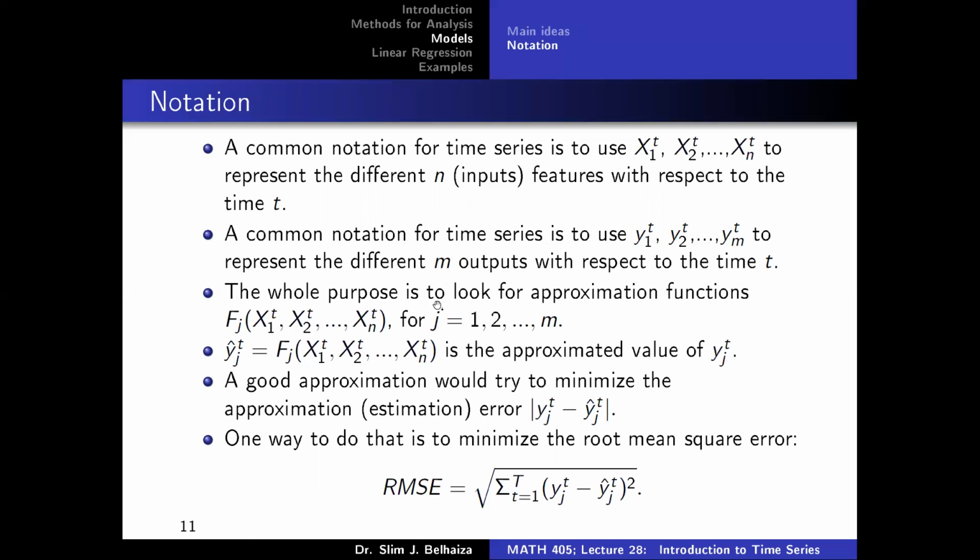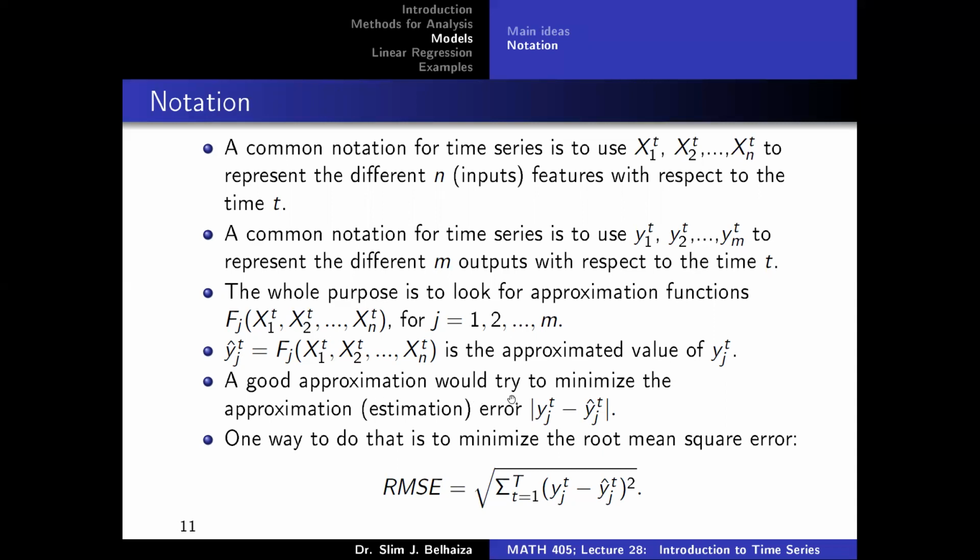The whole purpose is to look for an approximation function, fj, of the input that could approximate the output for j going from 1 to m. Here, in general, you may have different outputs to try to forecast or to predict. So y hat j of t is in fact an approximated value of yjt, which uses the approximation function fj.